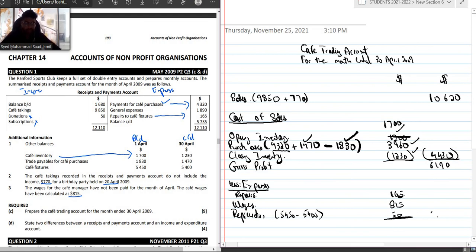So your total expenses are worth 1,030. You deduct it from your gross profit, and you will get 5,160 as your cafe profit. This is your cafe profit, which will go into your club account, the whole income and expenditure account, which we will do in the next class.